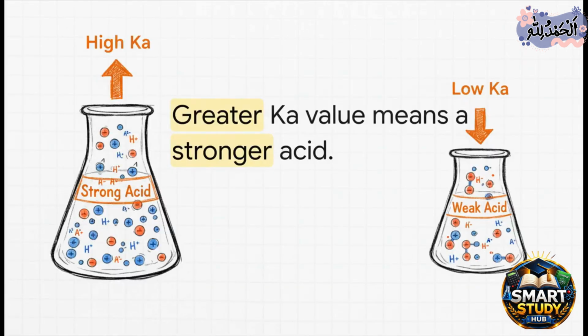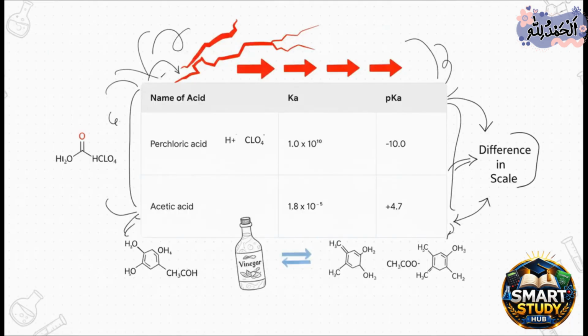And the rule here is refreshingly simple. A bigger Ka value means the acid is more willing to break apart and do its thing. So, the main takeaway, the thing to remember, is this. The greater the Ka, the stronger the acid. Easy as that. And just look at the difference here. It's absolutely massive. On one hand, you've got perchloric acid, a super strong acid, with a Ka in the billions. Then compare that to acetic acid, the stuff that makes vinegar sour. Its Ka is a tiny, tiny fraction of 1. This just shows you the huge spectrum between what we call strong and weak acids.